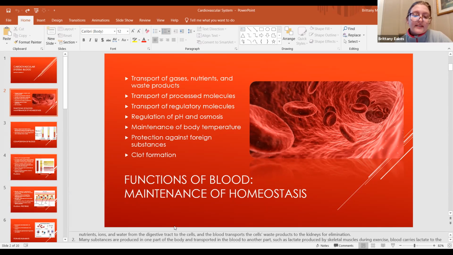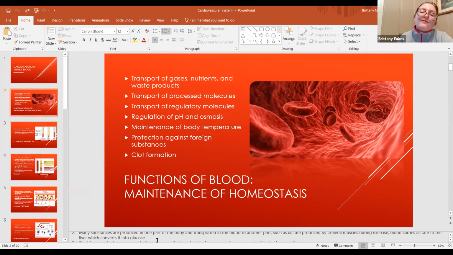And a lot of substances that can be produced in one part of the body, especially hormones, have to go through the blood circulatory system to another part of the body. And that can be different things such as the lactate produced by skeletal muscles during exercise. Blood has to carry that to the liver, which converts it into glucose, which is sugar, and that's how we have energy.